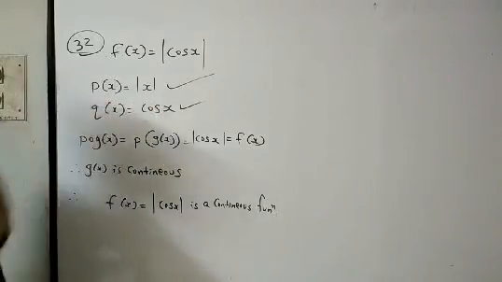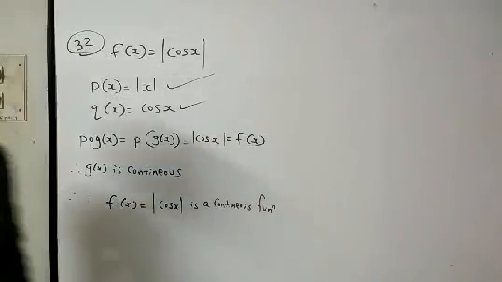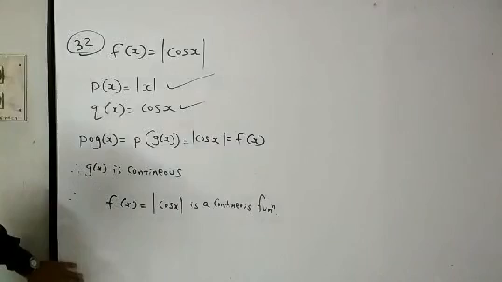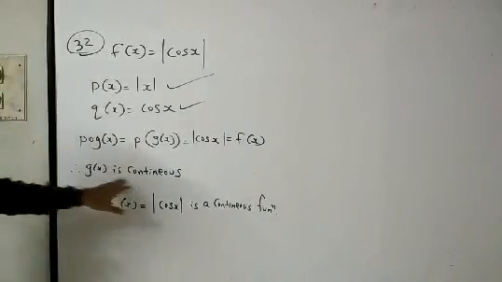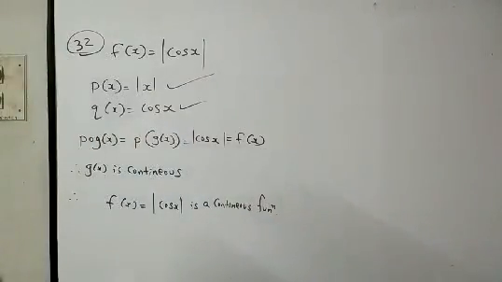Modulus function is always continuous, and cos x, you know that cos x is also a continuous function, therefore this function is continuous function, right? q of x is continuous and p of x is continuous for all the value of q of x, therefore f of x is equal to modulus cos x is a continuous function, right? So now let us move to question number 33.